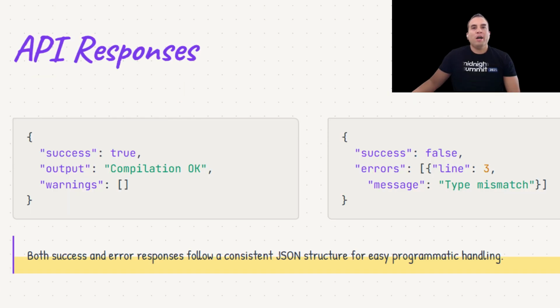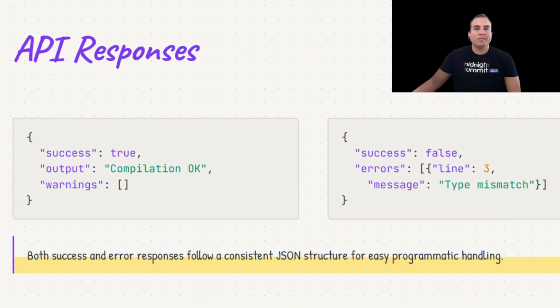Let's look at what the API actually returns. Both success and error responses follow a consistent JSON structure. On success, you get success true, an output field with a compilation message, and a warnings array that might be empty. On error, you get success false and an errors array. Each error object has a line number and a message describing what went wrong. Type mismatches, undefined variables, syntax errors. They all follow the same format.